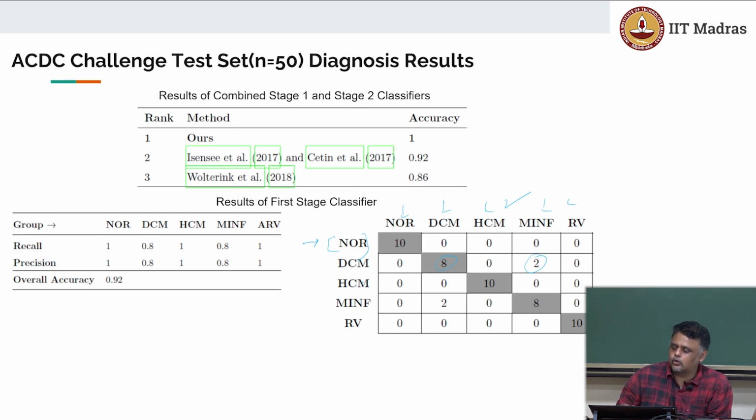HCM is another disease. Out of 10 patients, I got it right all the time. MINF, myocardial infarction: 10 patients, 2 I misclassified as DCM, 8 I got right. RV, right ventricle being enlarged: 10 out of 10 times I got it right. This is actually a very, very good matrix. Usually you won't get it like this.